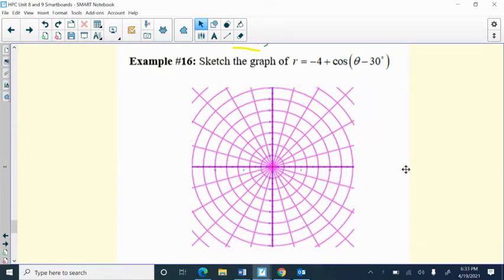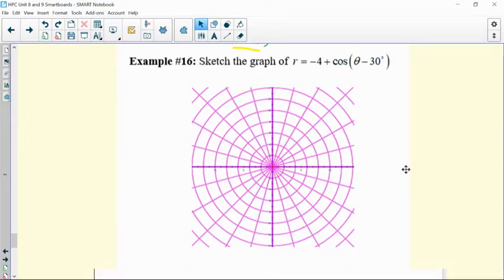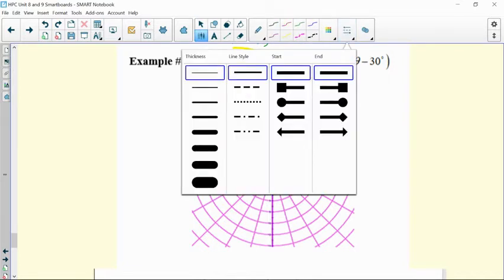Okay, so the goal of this video is to look at transformations when you have something like this, like example 16, theta minus 30. And remember, there's no left-right direction. There's no up-down direction when you're graphing polars. It's simply an angle or a rotational direction.